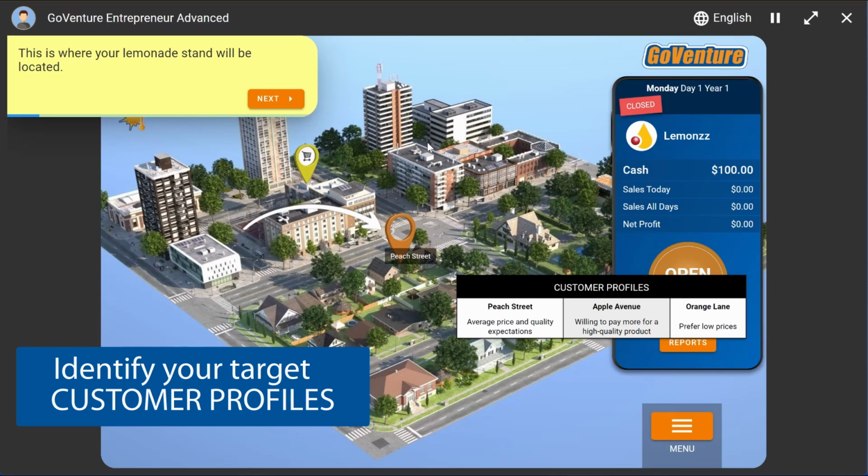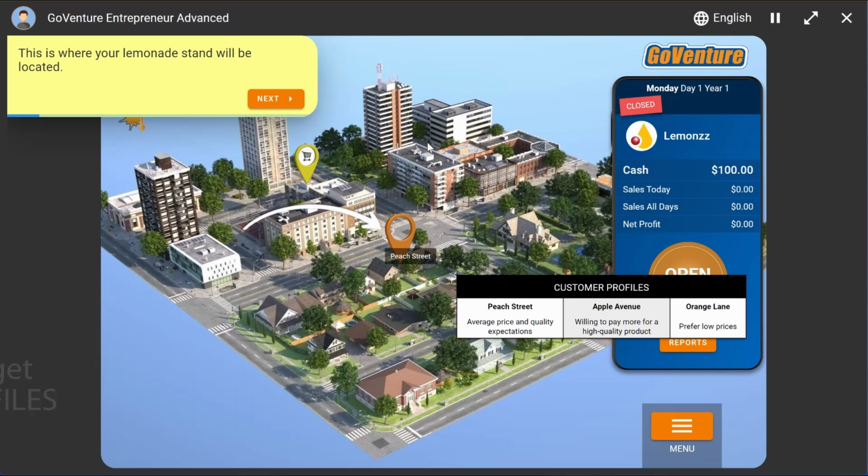And the more specifically you can identify your prospective customers, the more success you will have at reaching and converting those customers. In this example, we have 3 streets in our neighborhood, Peach Street, Apple Avenue, and Orange Lane, where we can set up our lemonade stand. But each segment of the neighborhood has different consumer profiles. I can see on Peach Street, customers have average price and quality expectations. On Apple Avenue, they're willing to pay more for a high quality product. And on Orange Lane, they tend to prefer lower prices.